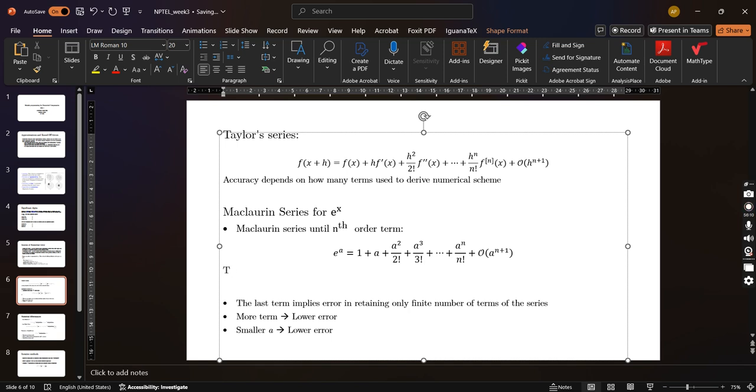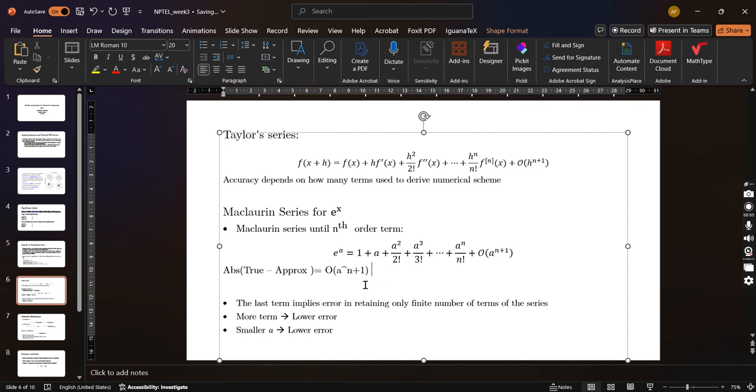So my true minus approximate, let me type this as true minus approximate, and that would be my order a to the power n plus 1, right? So I'm taking all of these terms over here. So my true minus approximate is this. Now this is my error. If I take the absolute value of this, this is my absolute error.